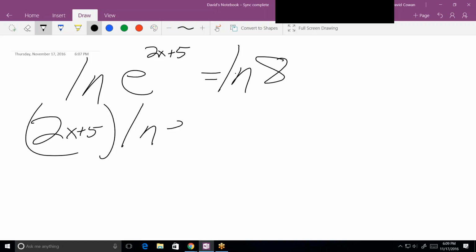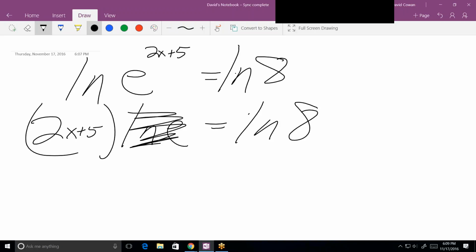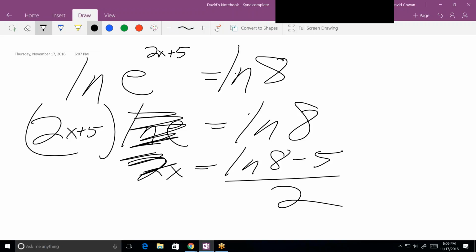What's the natural log of e equal to? 1. And now I have an algebra equation. So 2x equals natural log of 8 minus 5, which makes x natural log of 8 minus 5 divided by 2. Okay? So whenever you have an exponential expression or equation, you can convert it to an algebraic one by taking the natural log of both sides.